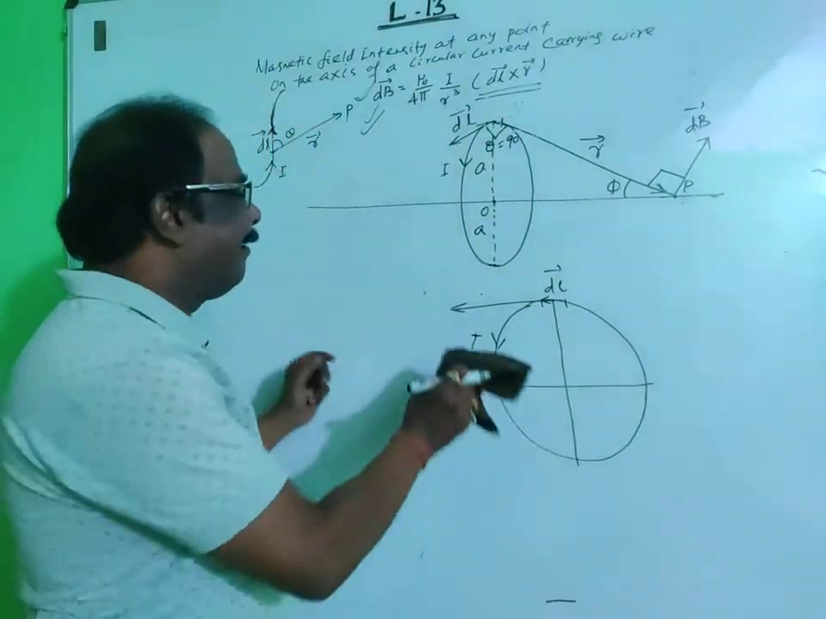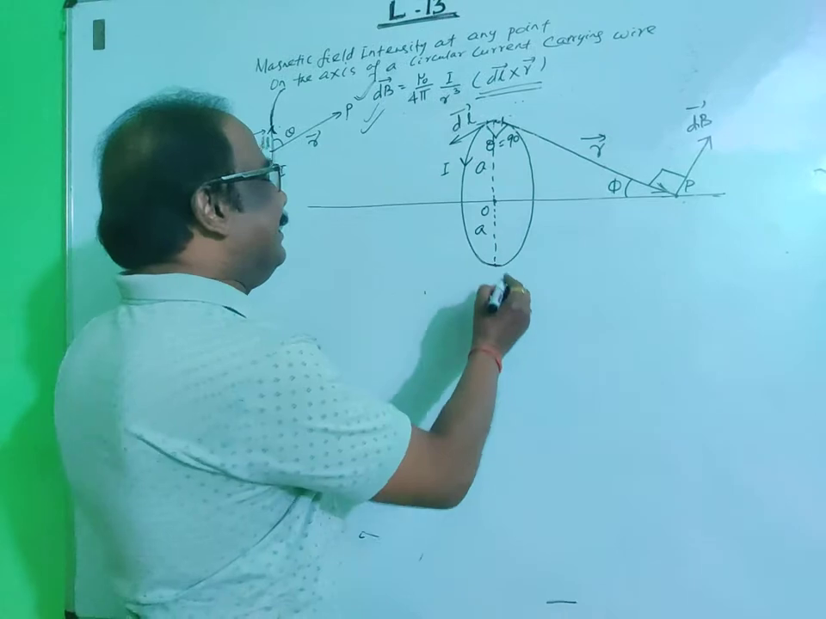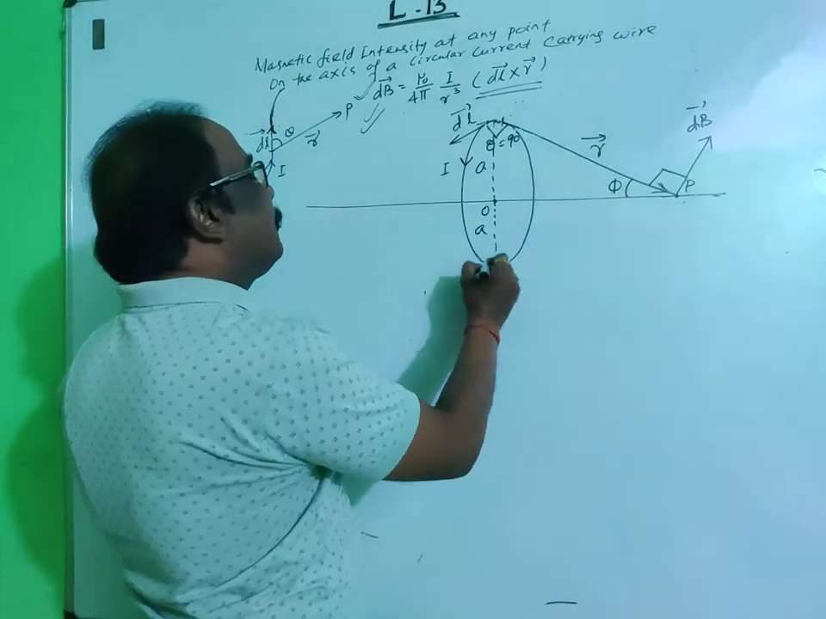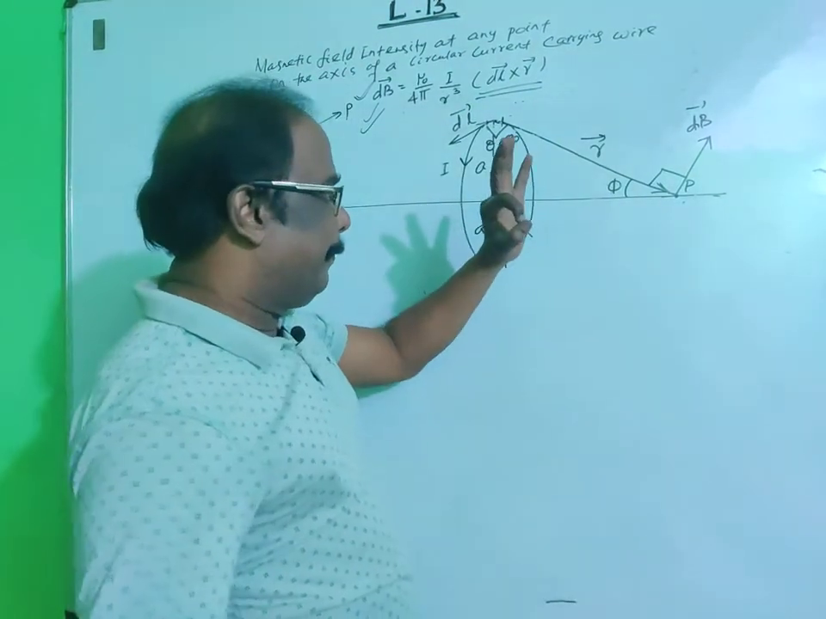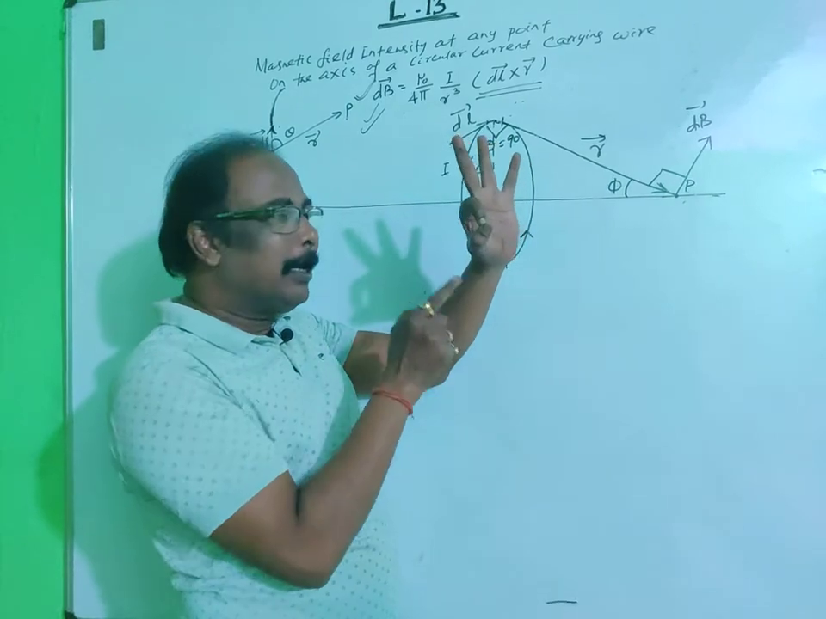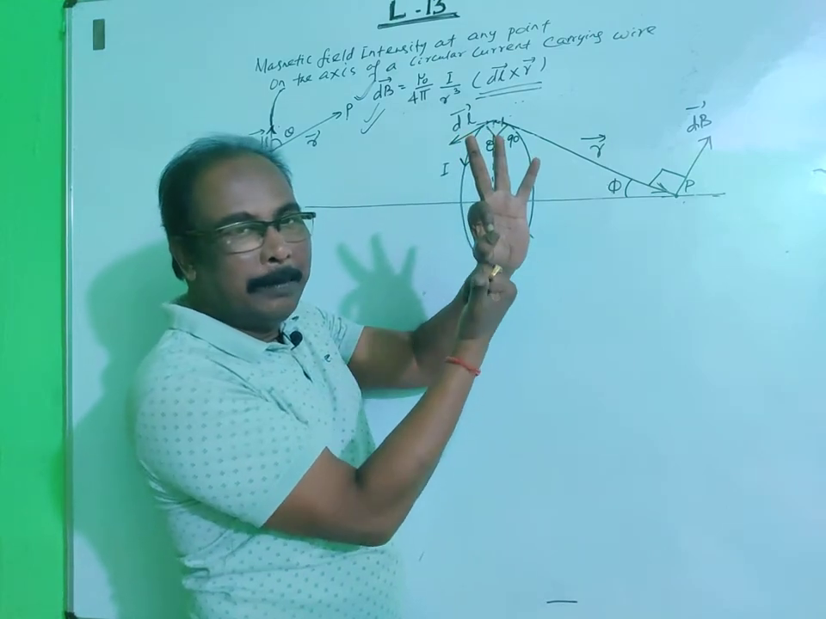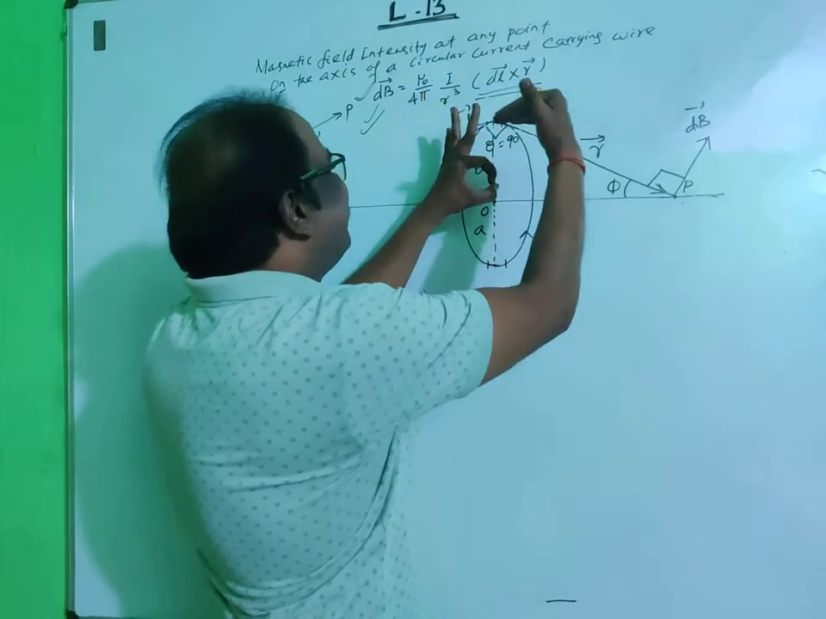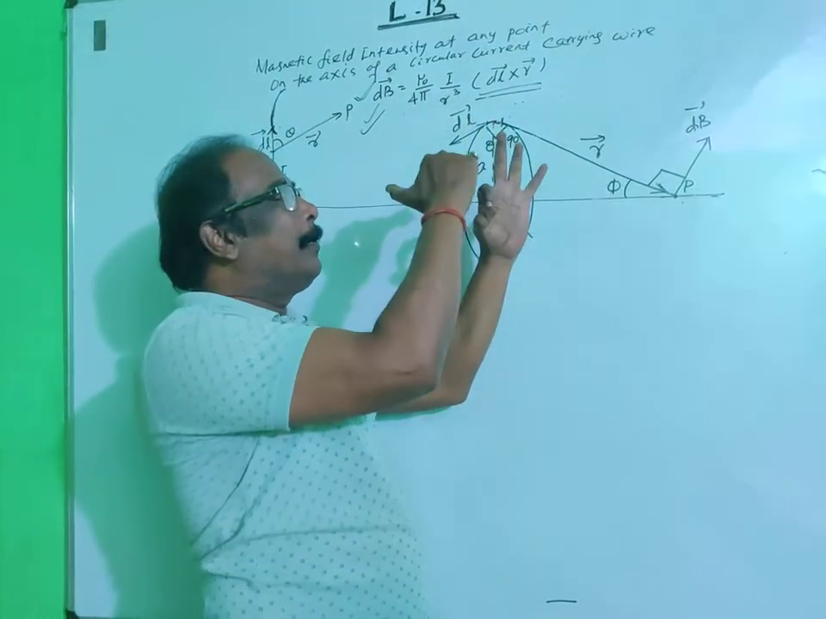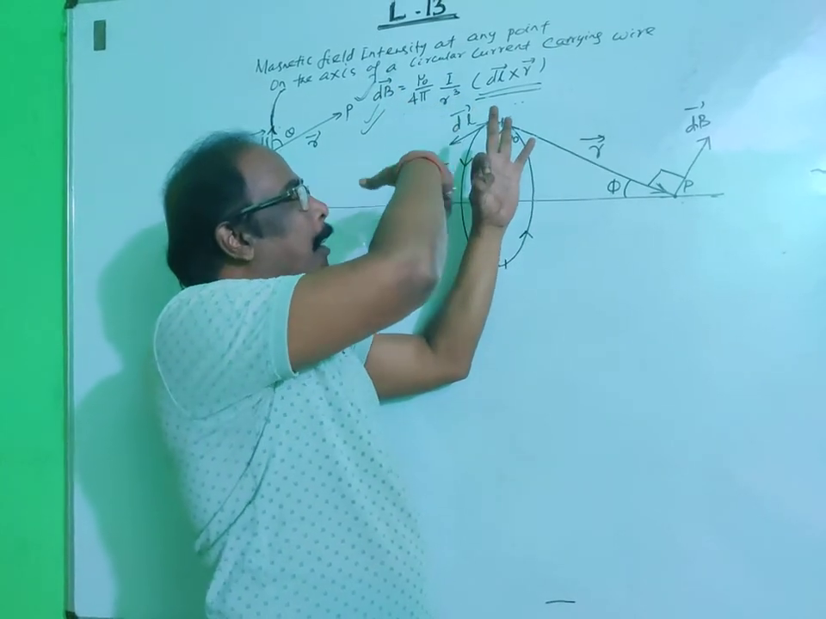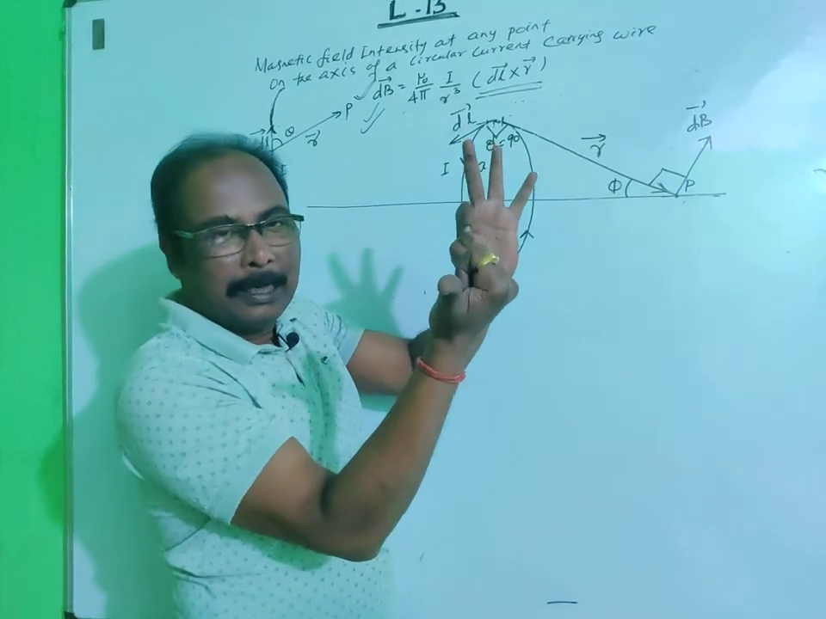Just take another elemental length just opposite to this dL. This is also dL. The current is flowing in anticlockwise order. Then at this point, the direction of dL, if the current is anticlockwise, is the tangent, meaning outward. This is the coil. At top, the direction is inward, and at bottom, the direction of dL, current is flowing like this, and this is the tangent, meaning outward.